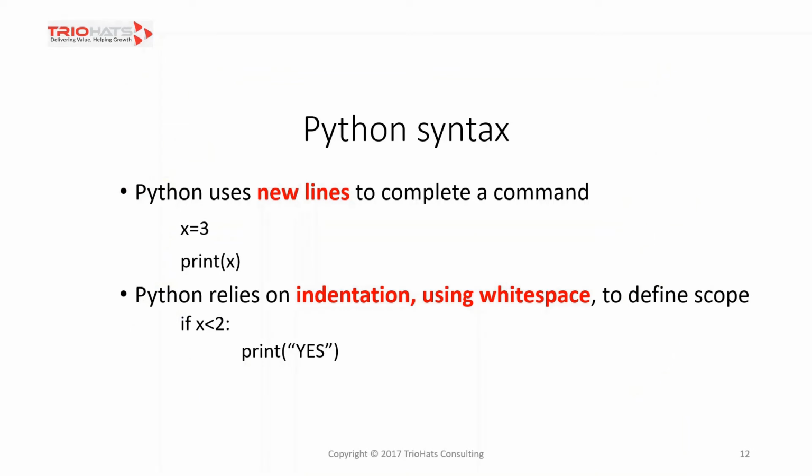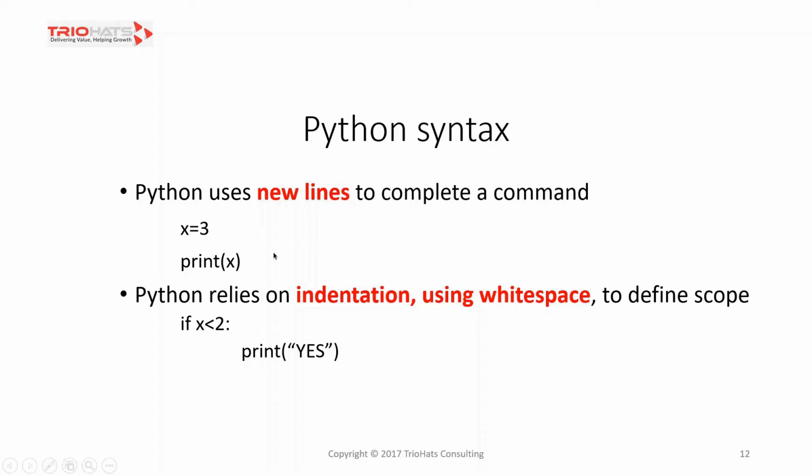So instead of semicolons or anything else, Python uses a newline to complete a command. For example, this is a variable x. I'll tell you later about variables. The variable has been assigned a value of 3.